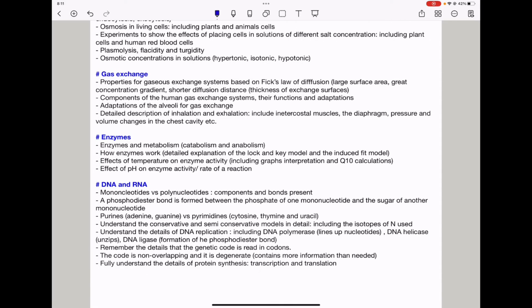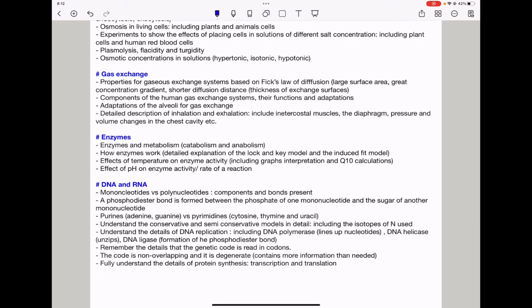They could ask about DNA and RNA, and here they could ask about mononucleotides versus polynucleotides. Here you need to know the components as well as the bonds present in the mononucleotides as well as the polynucleotides. For example, you need to know that a phosphodiester bond is formed between the phosphate of one mononucleotide and the sugar of another mononucleotide. You need to know that purines include adenine and guanine, while pyrimidines include cytosine, thymine, and uracil. You need to understand fully about the conservative and the semi-conservative models in detail. This question has come twice, including the isotopes used. Remember, they use nitrogen 14 as well as 15.